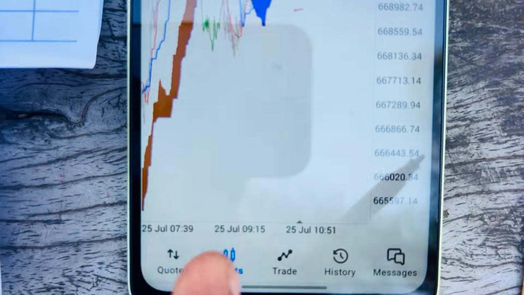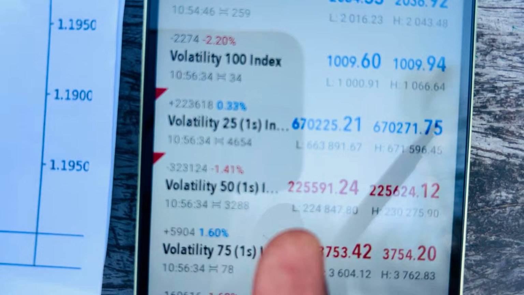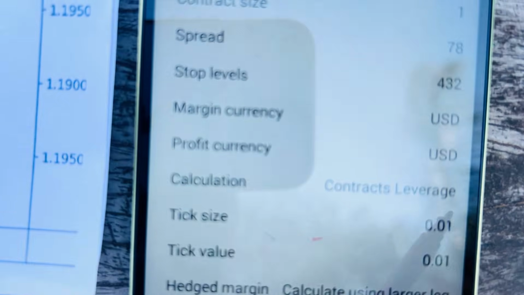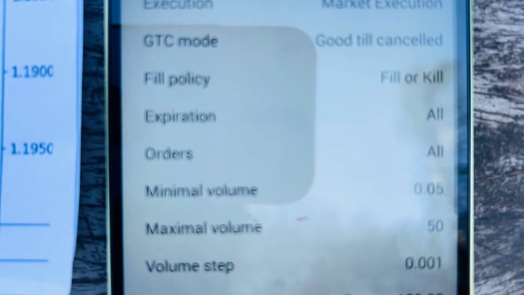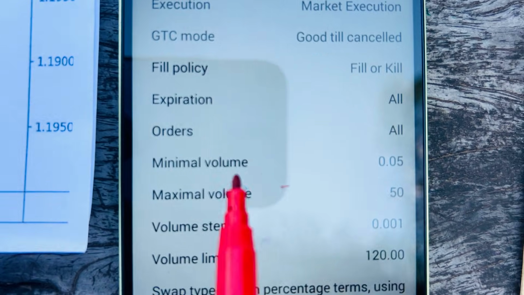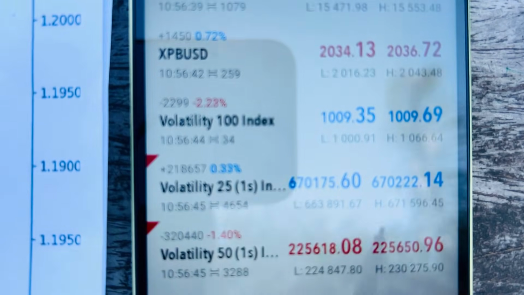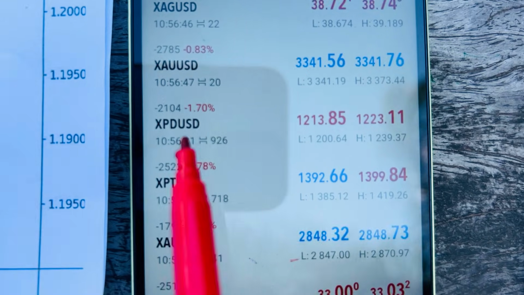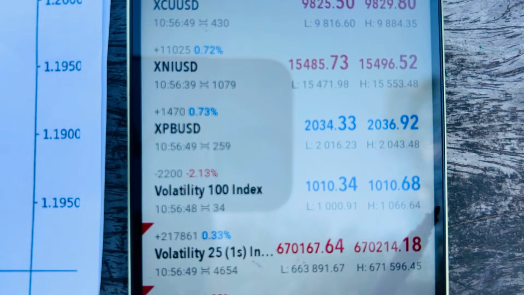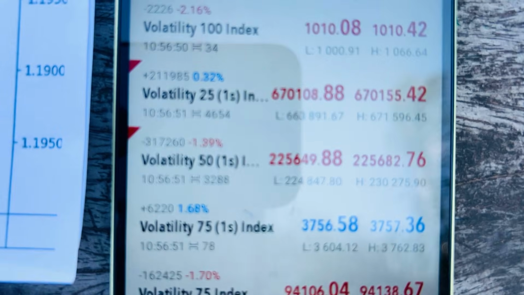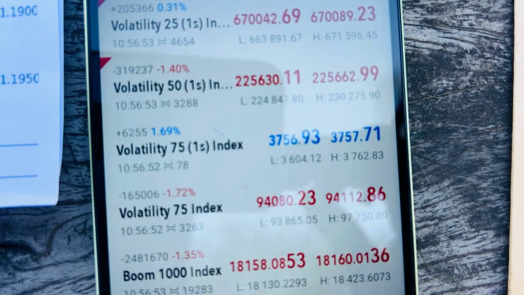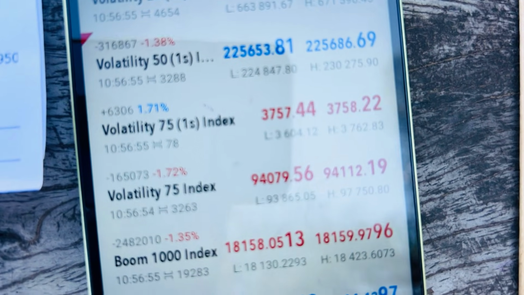So you go to section codes, you tap the asset, you look for the properties. This is for 75 1S. You scroll all the way down, you'll be able to see the minimum volume here. So it's important to practice using the minimum volume, so you can be able to trade the forex market just like that. So I trust you understand how we use this to trade the volatility synthetic indices to make money.